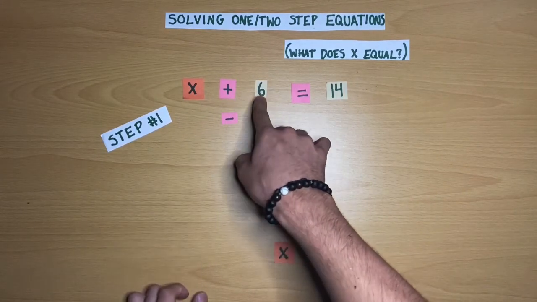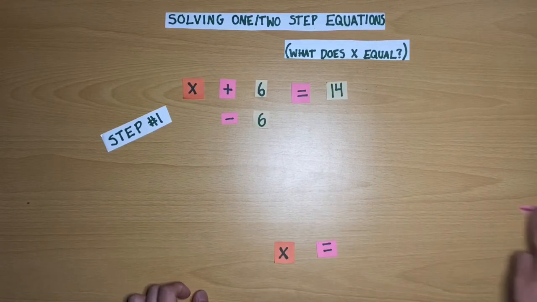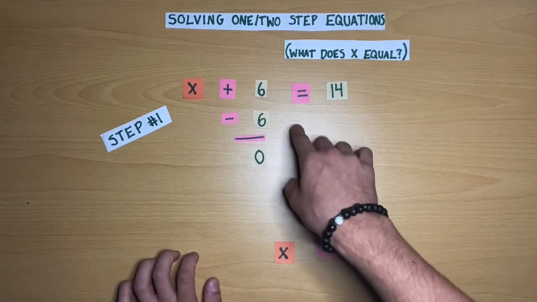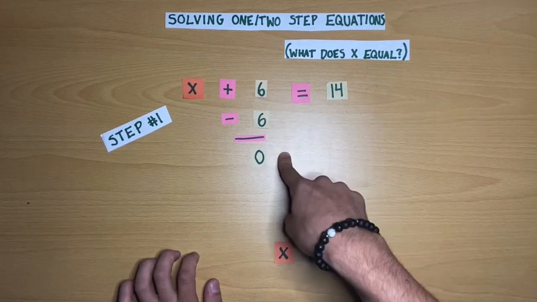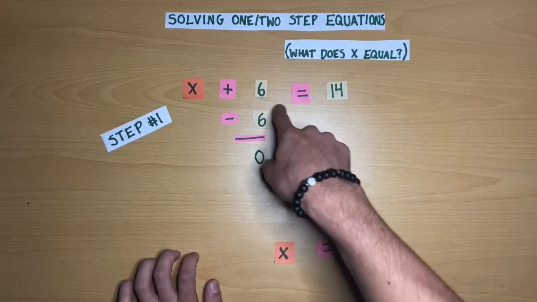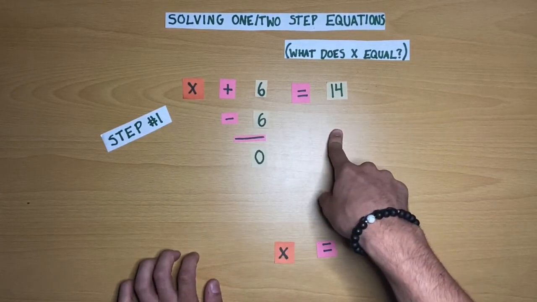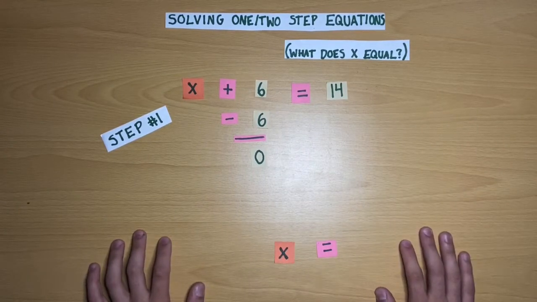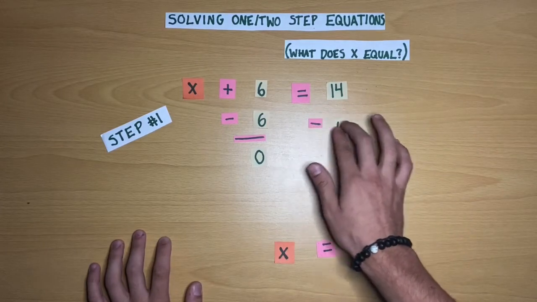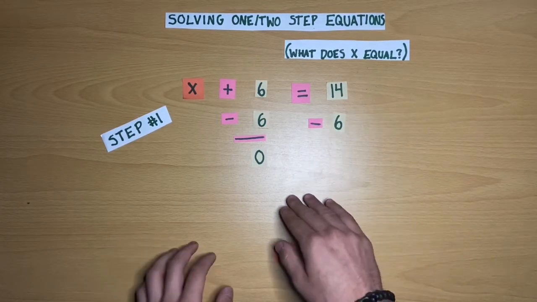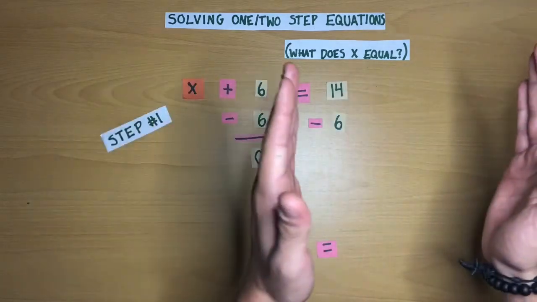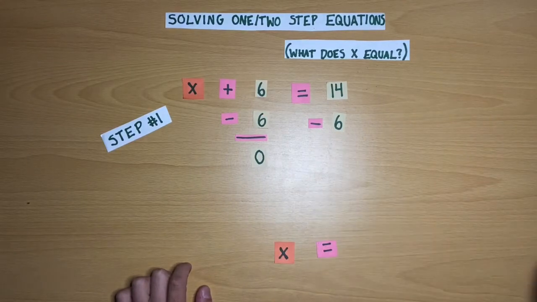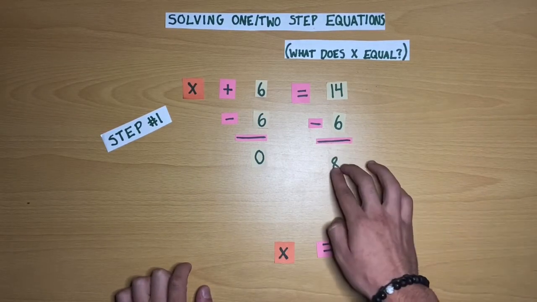Because when we do 6 minus 6, we get 0. But that's not the only thing, because when we do it on this side, we also need to do this exact same operation on the other side. Otherwise, both sides of the equal sign won't be equal. So we will subtract 6 from this side as well. So just remember, whatever you do to one side of the equation, you do the exact same thing to the other. Minus 6, minus 6. 14 minus 6 is 8.